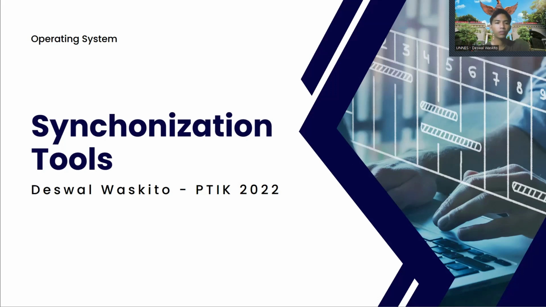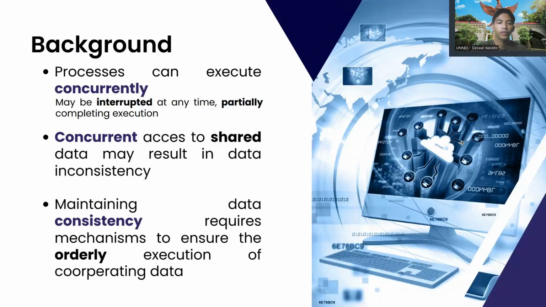In this video, I will talk about the synchronization tools on operating system. Before we talk further, we should know a few points first. Processes can execute concurrently, may be interrupted at any time, partially completing execution. Concurrent access to shared data may result in data inconsistency. Maintaining data consistency requires mechanism to ensure the orderly execution of cooperating processes.